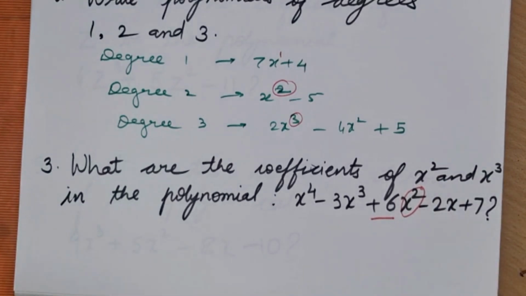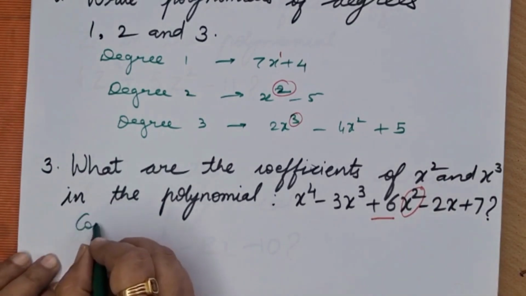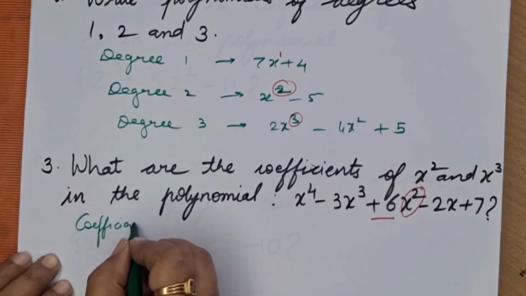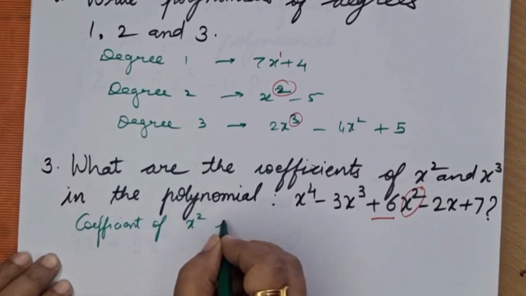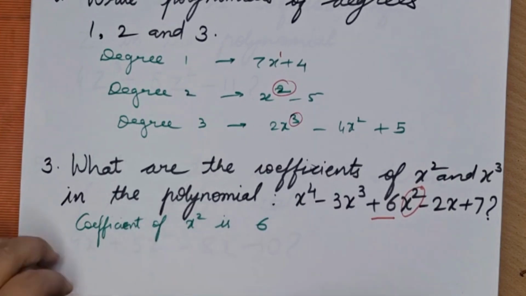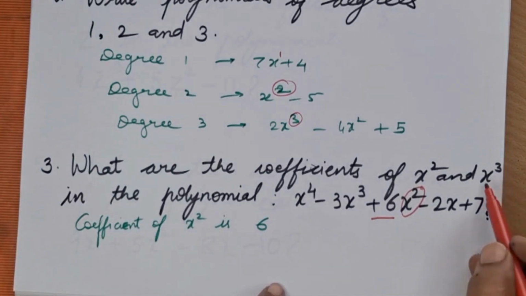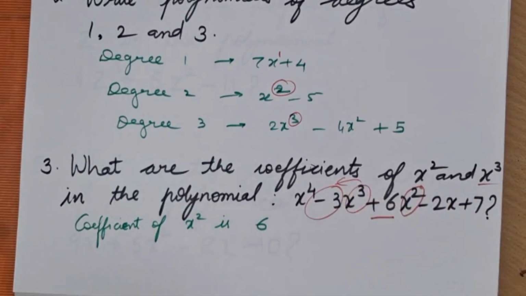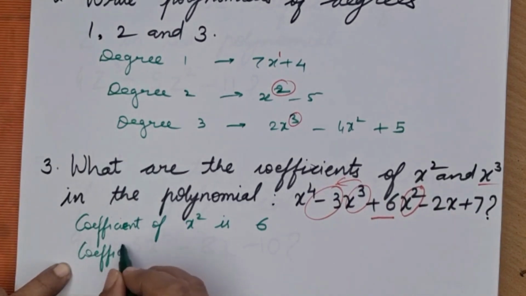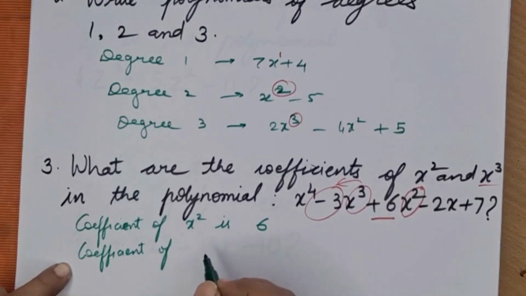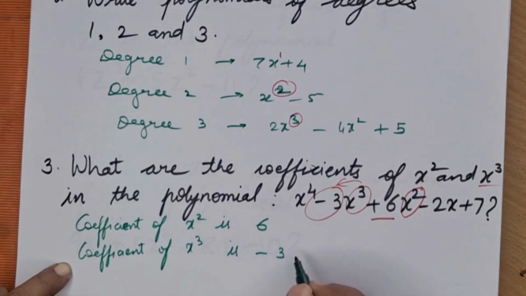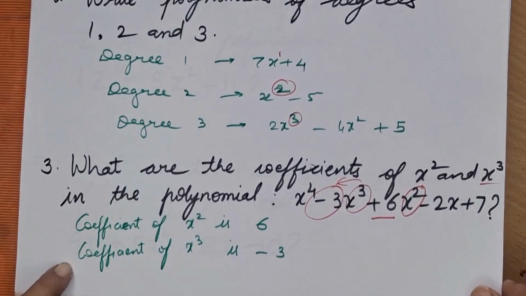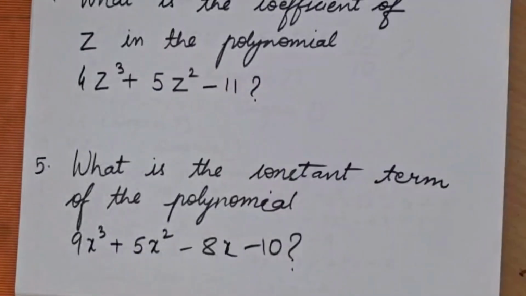Let us see x square. Which number is there in front of x square? 6. So, I write the answer. Coefficient of x square is 6. Now, what about x cube? Which number is sitting in front of x cube? Coefficient of x cube is minus 3. Do not forget to write the minus sign.